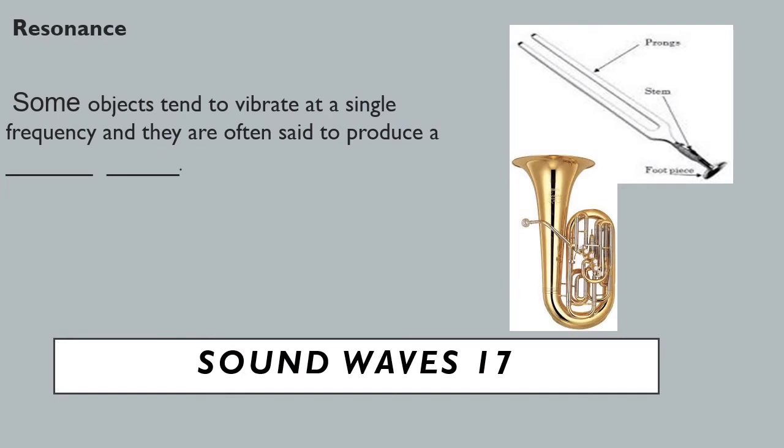Some objects tend to vibrate at a single frequency, and they are often said to produce a pure tone. We call this a pure tone, like for example tuning forks. This is an example of that. They produce a pure tone, which means just a single frequency. But other objects vibrate at a set of frequencies, and we call that a rich tone. So it's a rich tone or a pure tone.